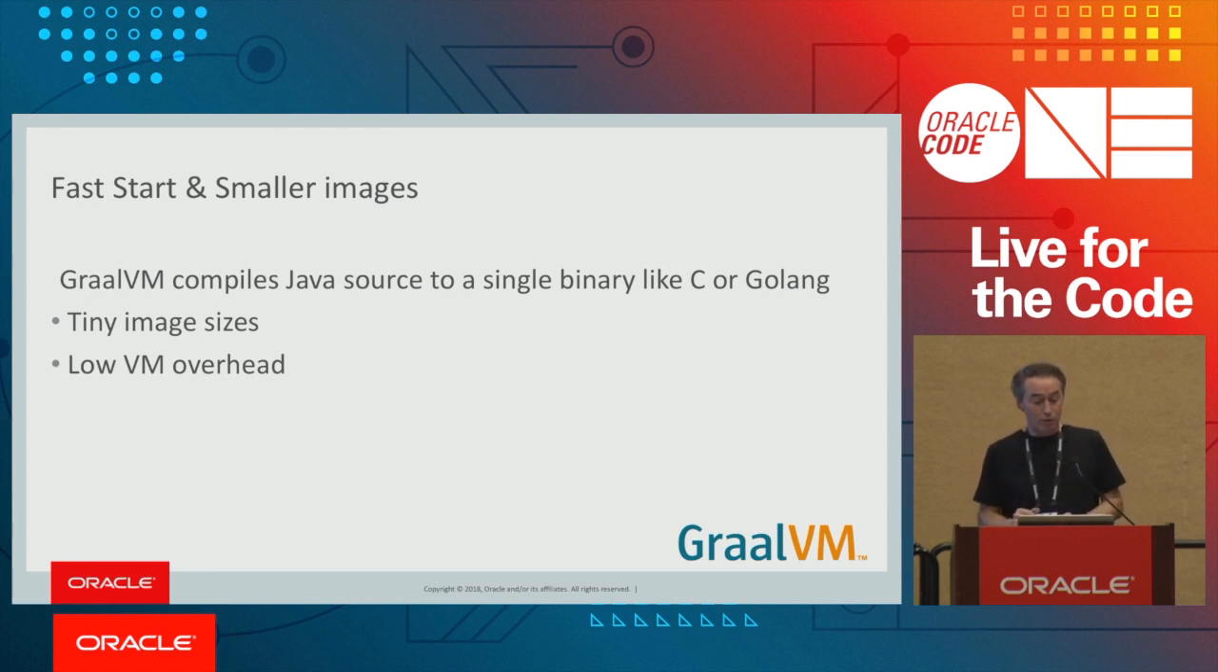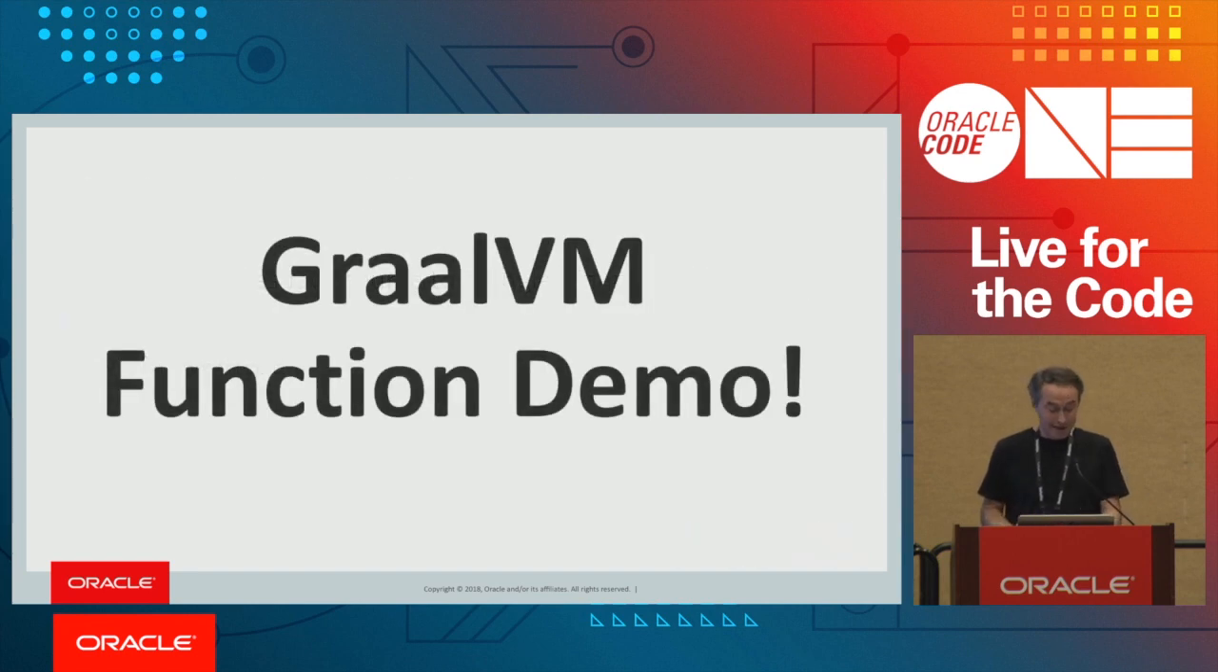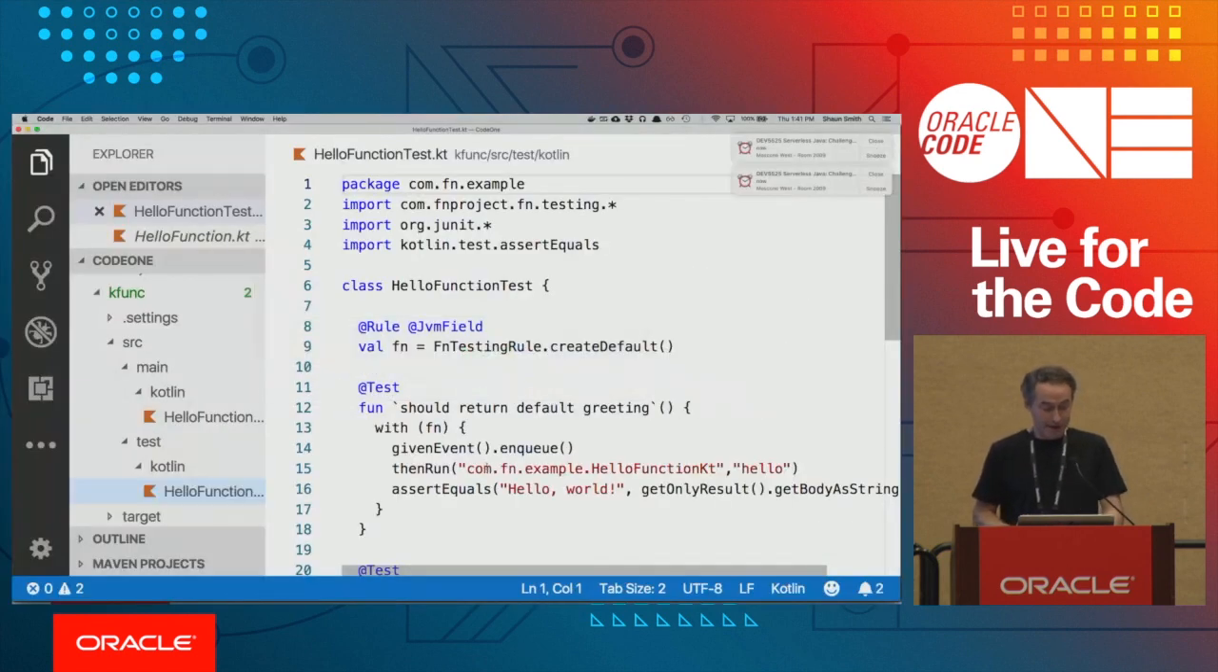And I didn't mention before that typically in the functions platforms you use, you're paying for the amount of memory you're using over time. So if your app needs a lot of memory, it costs a bit more. So having a small memory footprint is actually advantageous cost-wise. So let me just demo Graal. So we have Graal support in FN.